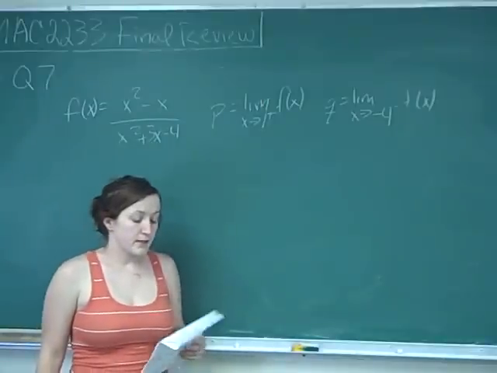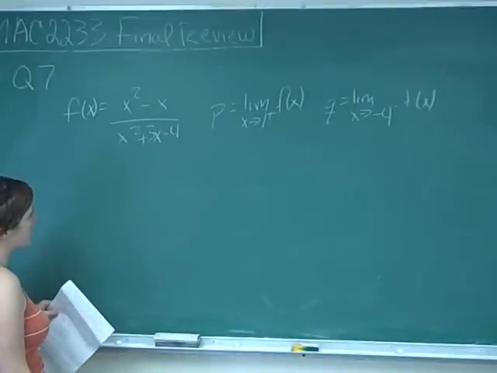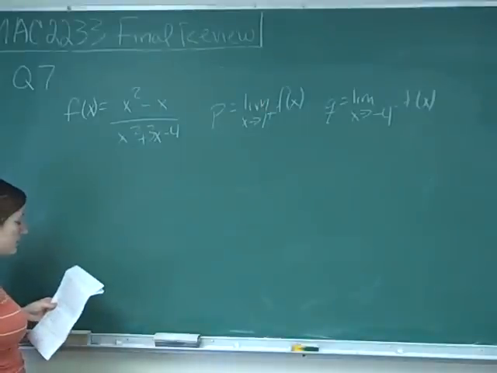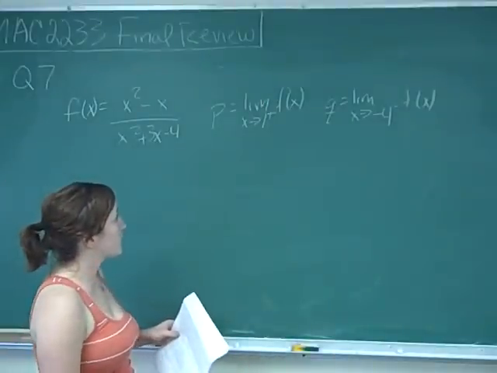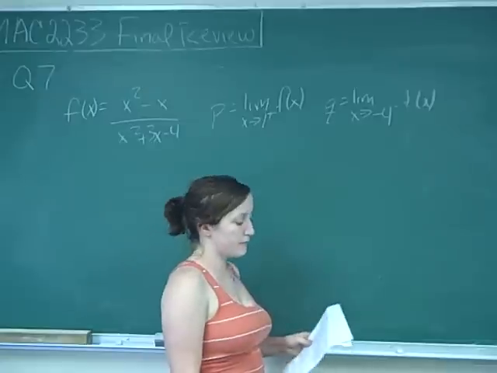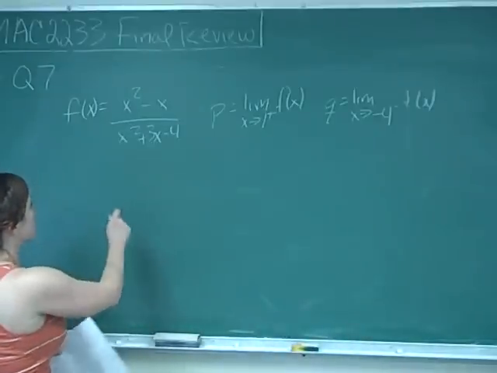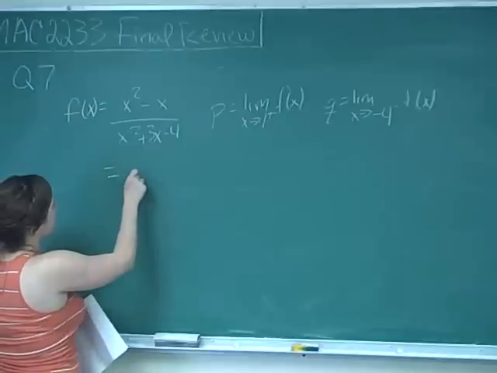This is question number 7, and it says if f of x is equal to (x squared minus x) over (x squared plus 3x minus 4), let p equal the limit as x approaches 1 from the right of f of x, and q equals the limit as x approaches negative 4 from the left of f of x, and they want us to find what p and q are. So the first thing we can do here, though, is get rid of some stuff.